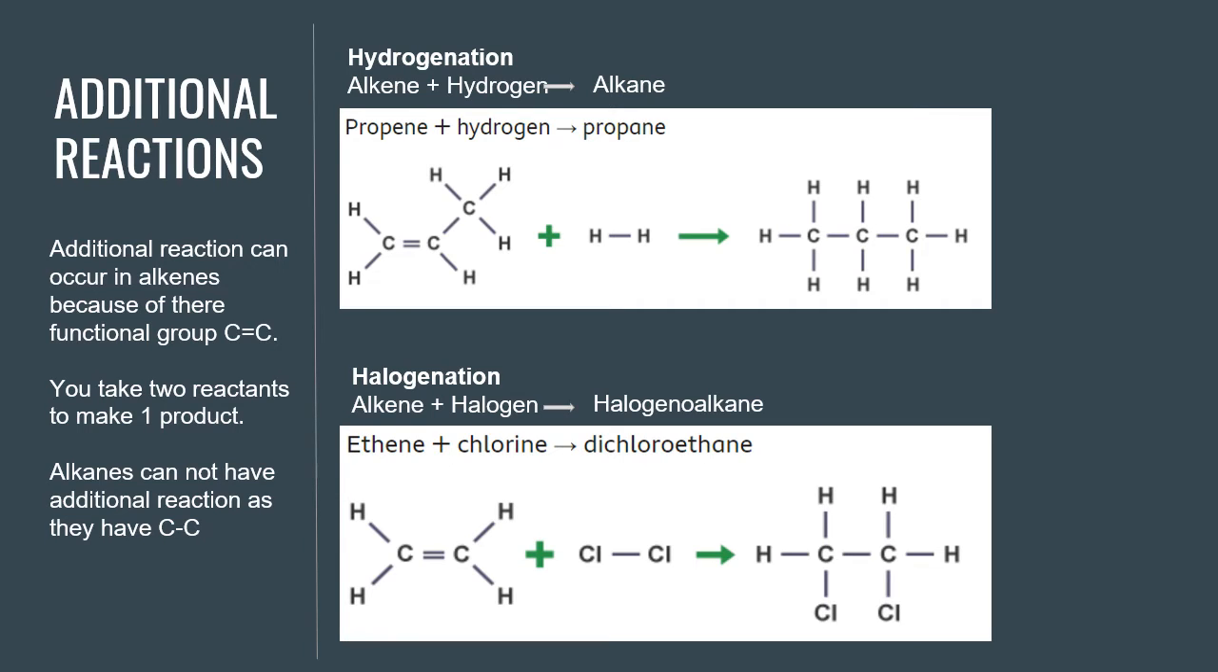The second example is halogenation. This is where the alkene and a halogen are used as the reactants. It is the same process as the first example. The alkene used is ethene. This will react with chlorine and the product produced will be dichloroethane.